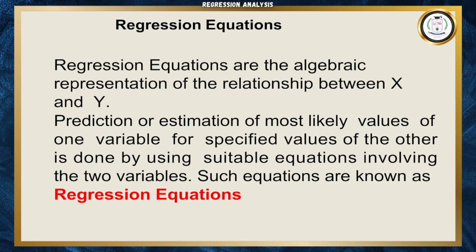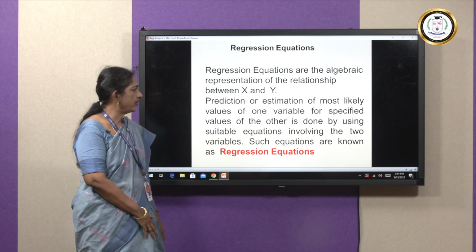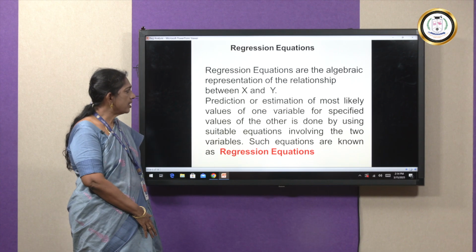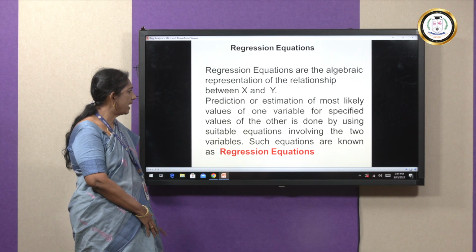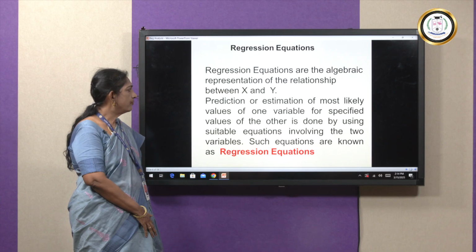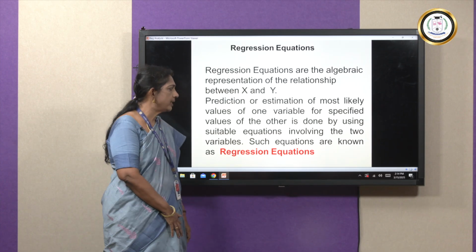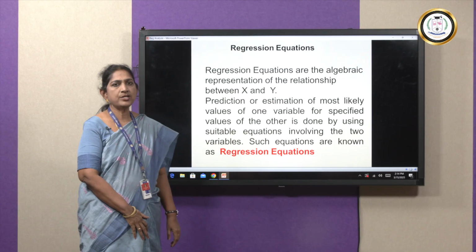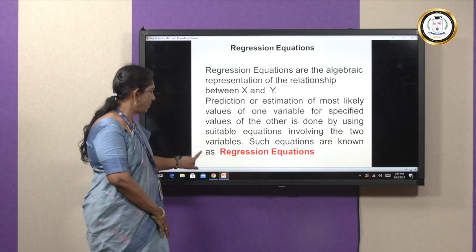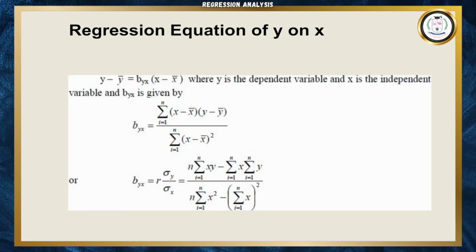Regression equations. What are regression equations? These are the algebraic representation of the relationship between x and y. Prediction or estimation of most likely values of one variable for specified values of the other is done by using suitable equations, and these equations are called regression equations. So we have got two regression equations: the regression equation of y on x and the regression equation of x on y.